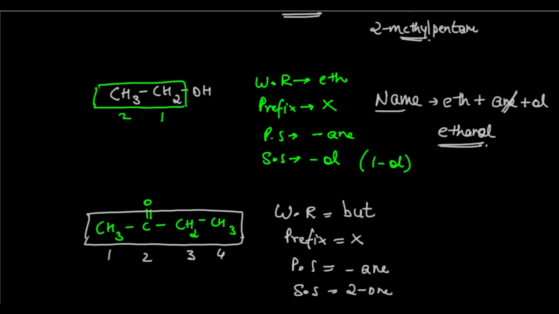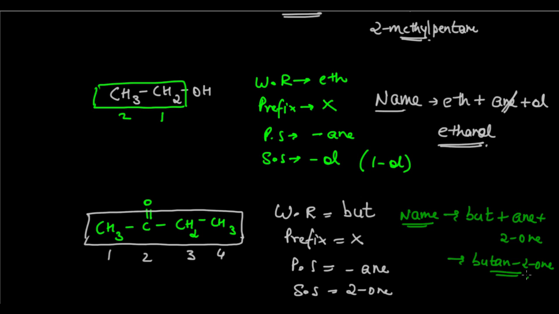Now we write the name of this compound. The name will be but plus ane plus one. So this E gets cancelled here and you will get butanone. But is it 1-one? No, it is 2-one. So you ultimately get butan-2-one.